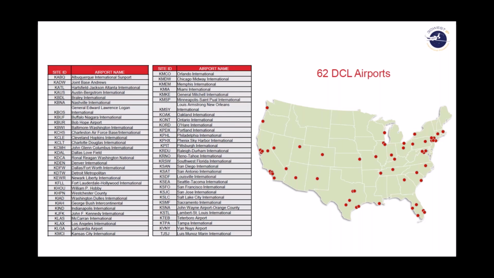First of all, I just wanted to add this in here for some operators who may not yet have seen this. As most of you are aware, there are now 62 DCL airports in the United States. So here is just a nice screen capture of all of those airports that are DCL capable, just for your reference. And you can go to the next slide, Mitch.